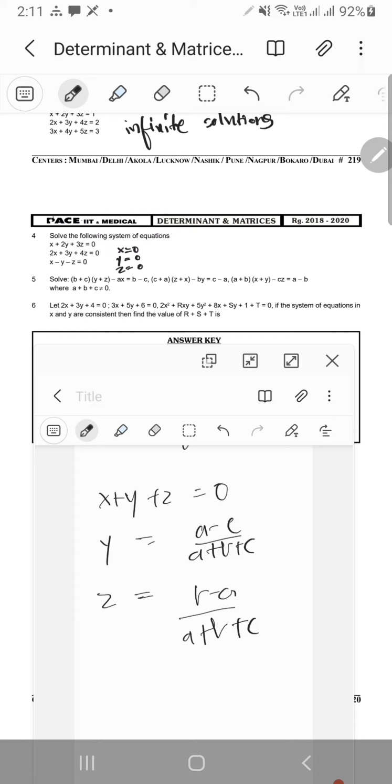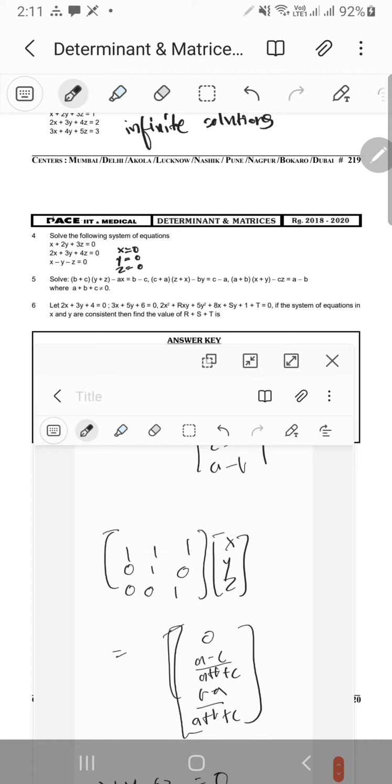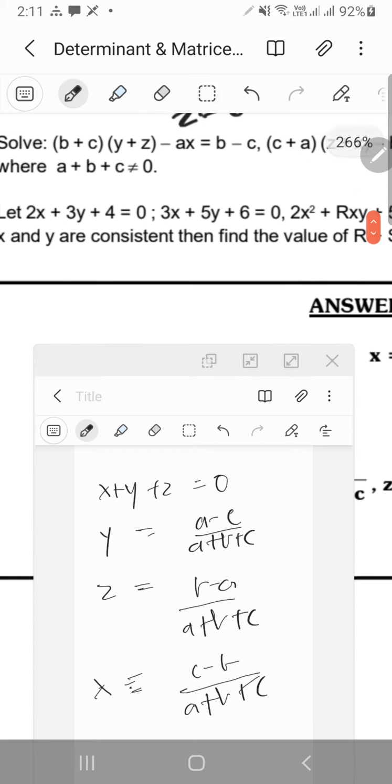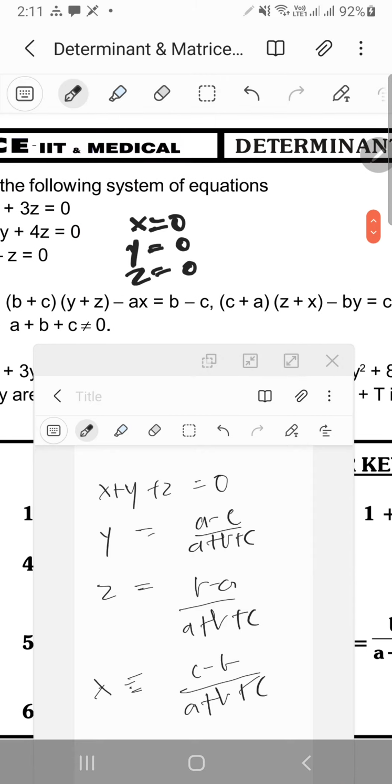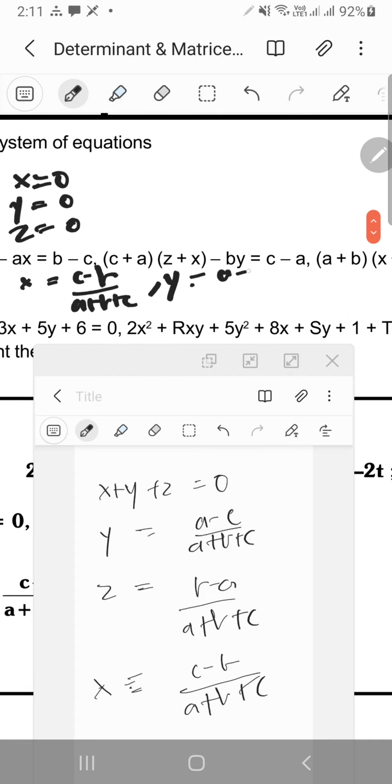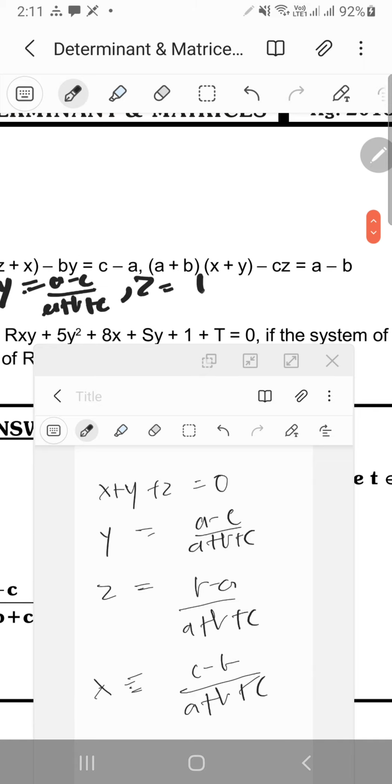Cool. And from that you can say x is just negative of their summation, so the sum of these two will be b minus c, so negative of that will be c minus b. Yes, that's how it's supposed to be. Okay, so that's the solution. So x is c minus b upon a plus b plus c, y is a minus c upon a plus b plus c, z is b minus a upon a plus b plus c.